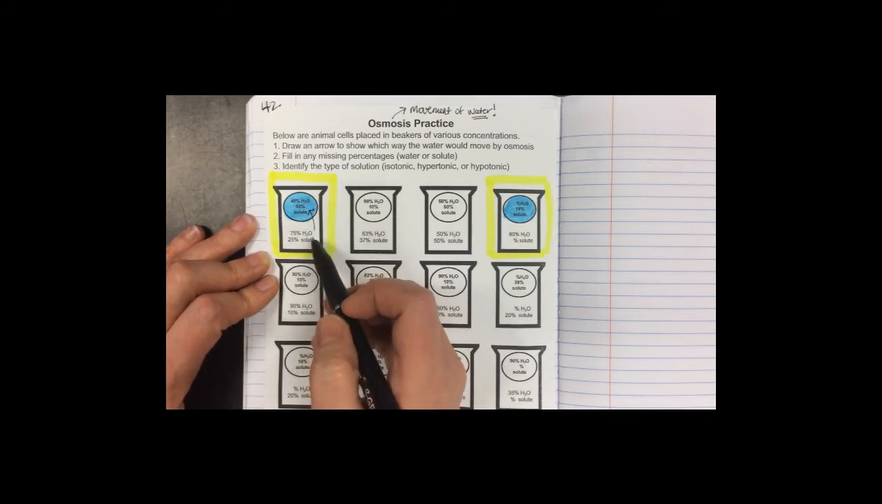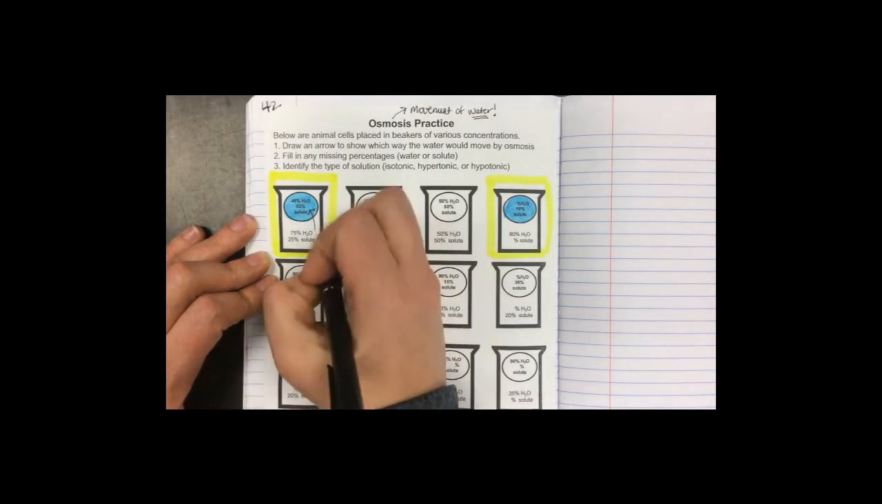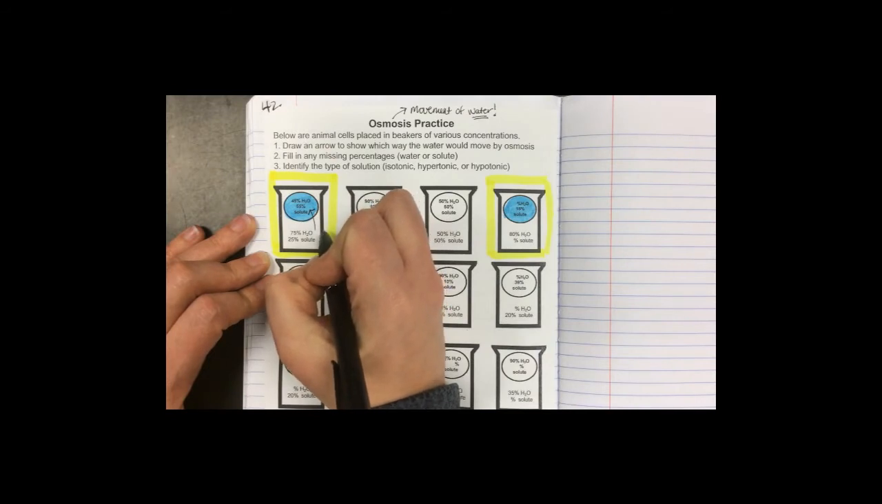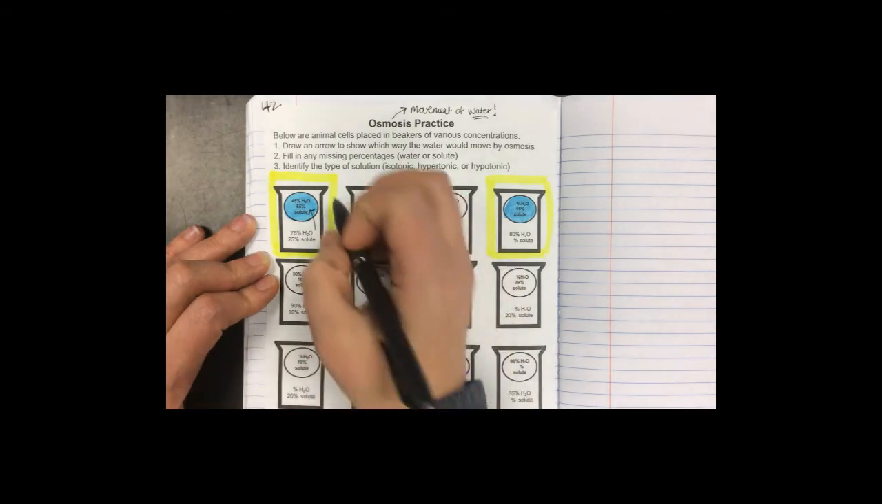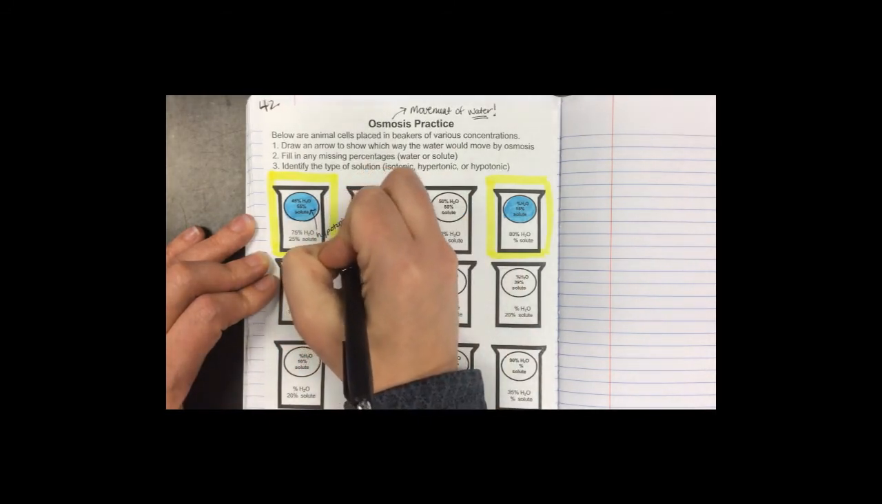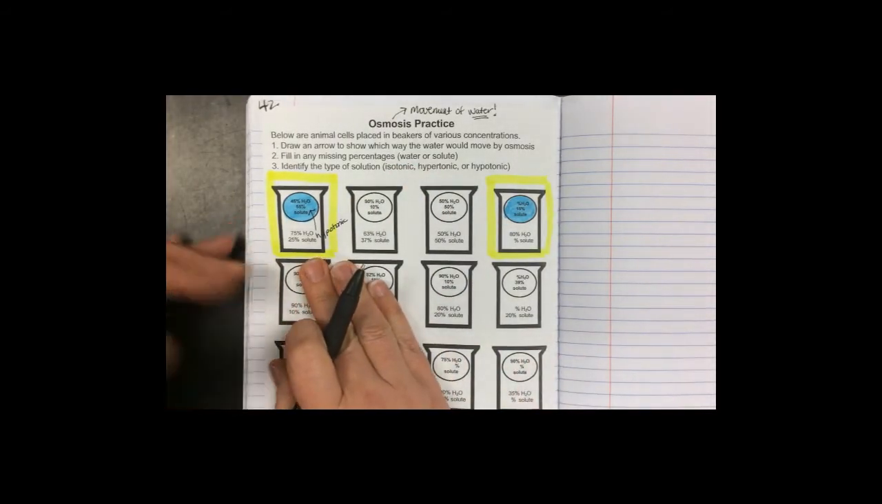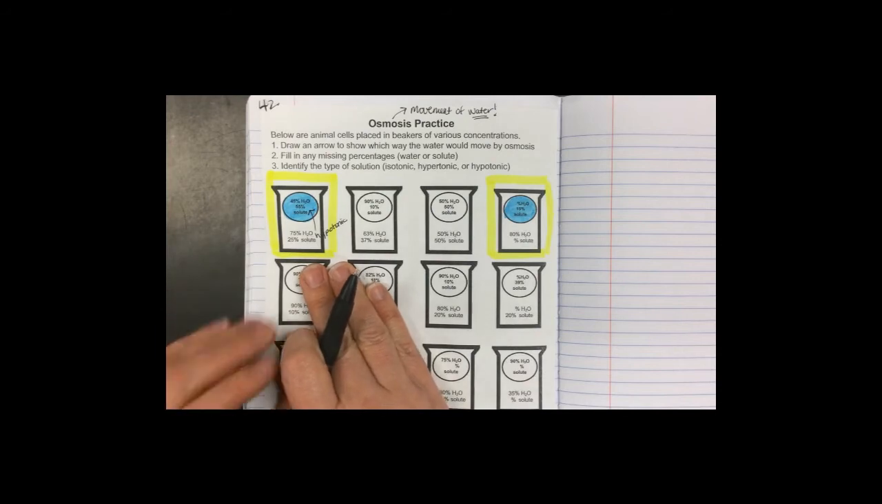And then I'd be able to label this as hypotonic because the water is going to go into the cell and that will cause the cell to get bigger. You can write your words wherever you would like. I'm just going to write them off to the side like that. All right, so that's the first example where you're not doing anything but looking at the given values.